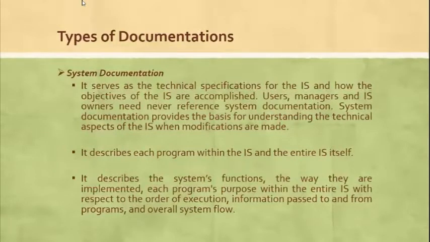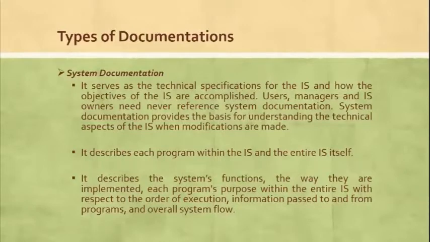Next, we have system documentation. It serves as the technical specifications for the IS and how the objectives of the IS are accomplished. So users, managers, and IS owners need never reference system documentation. System documentation provides the basis for understanding the technical aspects of the IS when modifications are made. It also describes each program within the IS and the entire IS itself.